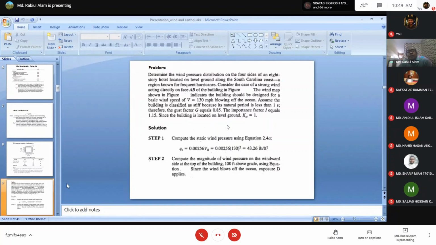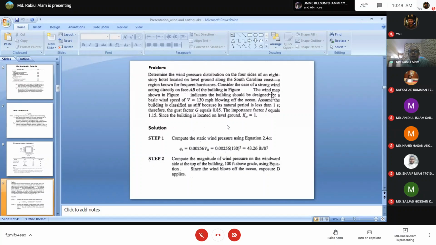And the place where the structure needs to be constructed is a severely or frequently hurricane-hit place. That means hurricanes hit structures very frequently. Okay, maybe 3 or 4 or 2 or 3 times in a year. And the other case is to consider a strong wind acting directly on face AB of the building.